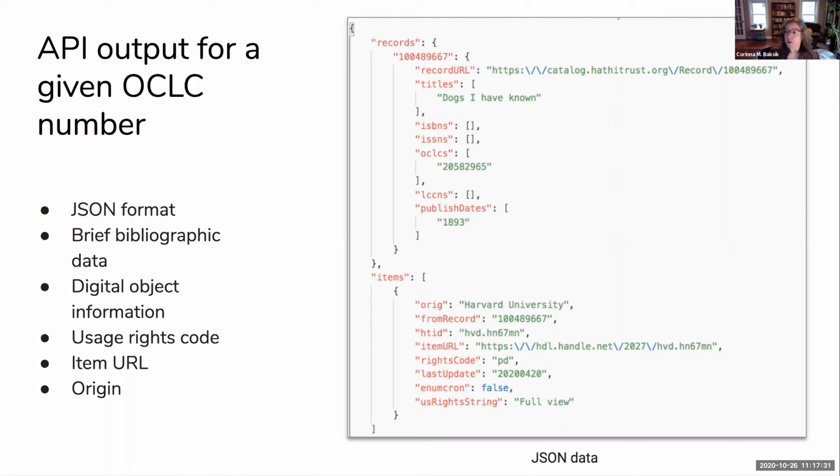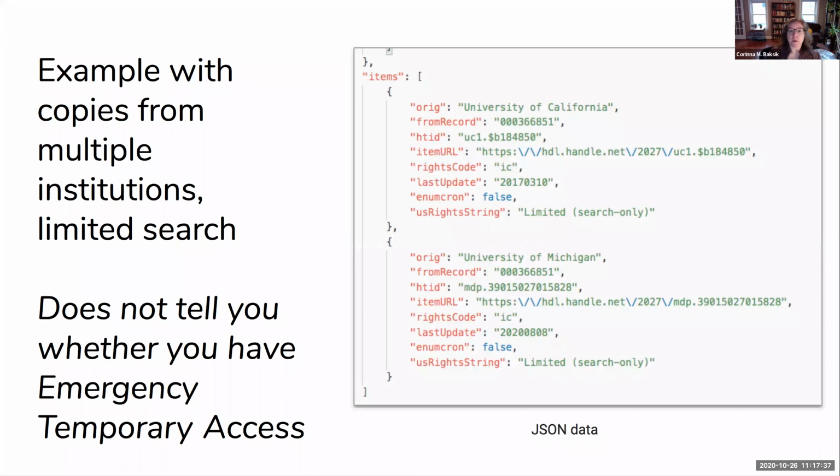In this case, it's full view. This is where it would say limited search as well. Here's an example where there are two digital objects for the same book. So in this example, there's a copy from University of California, and there's also a copy from University of Michigan. This is actually quite common. And so we just pick one and put the link to that in our search result.